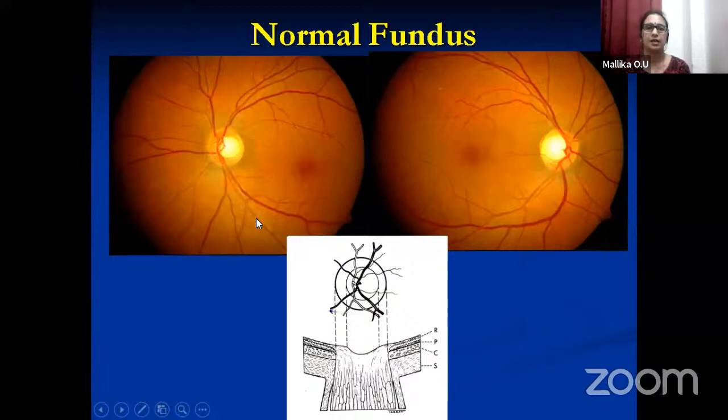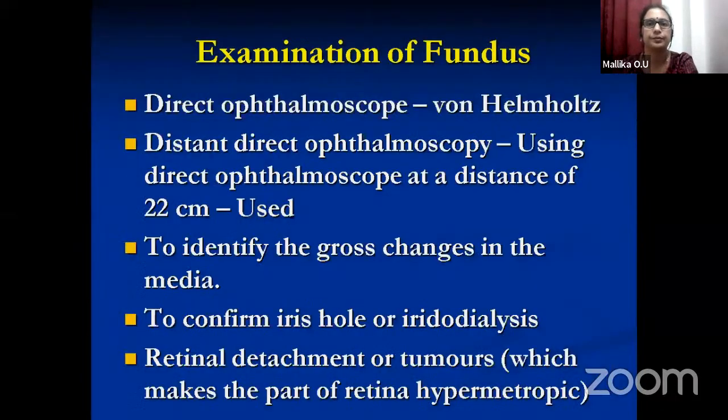You can see there is a central light reflex. In the center, there is a line, which is because of the reflection of the light from the arterial wall. So that is normal fundus appearance. And what are the techniques of examination of the fundus?